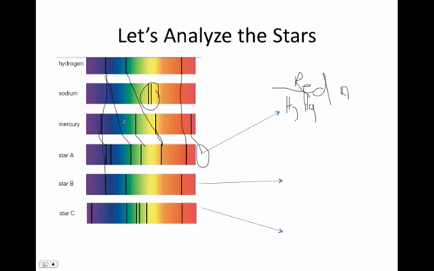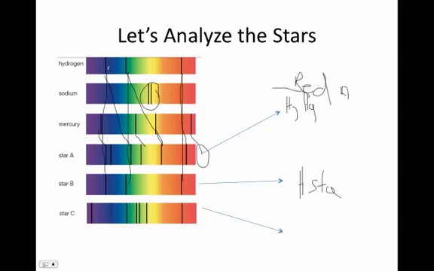Let's check star B. That one. That one. That one. Wow, they almost line up perfectly with the hydrogen. So we might say star B has hydrogen and it's stationary because those spectral lines line up almost perfectly.